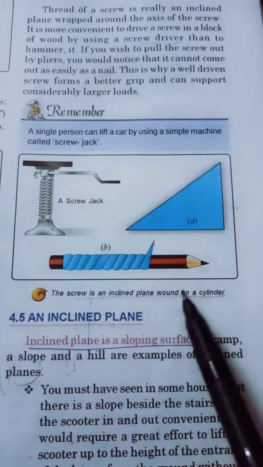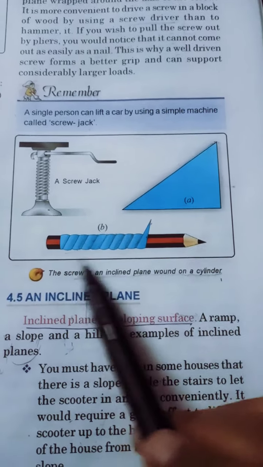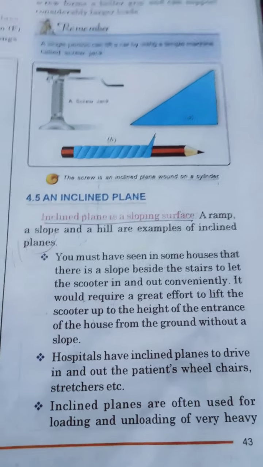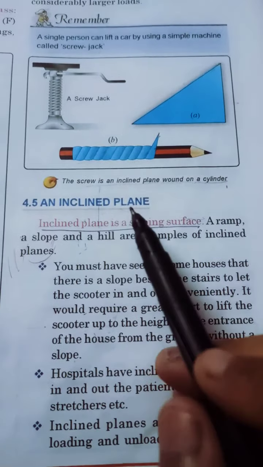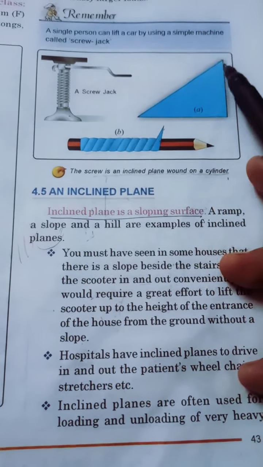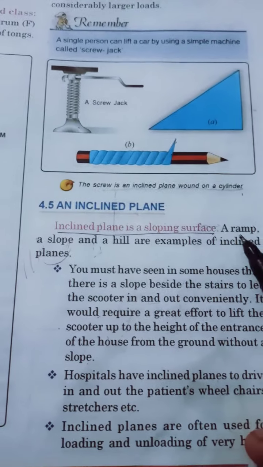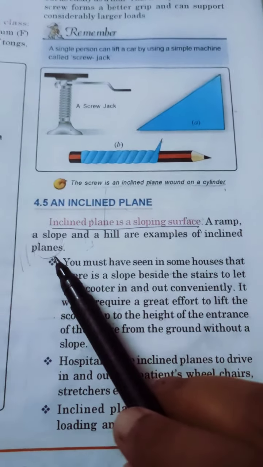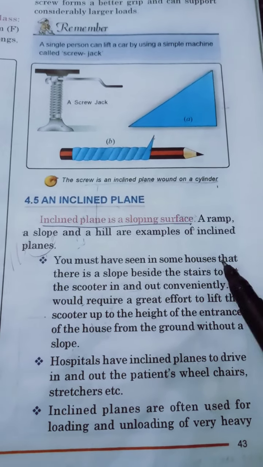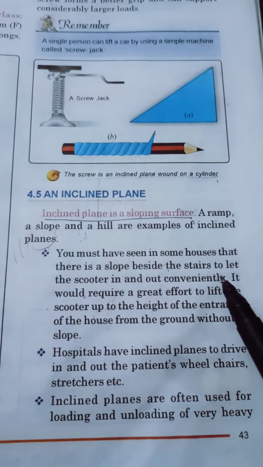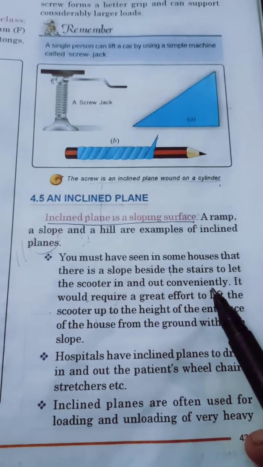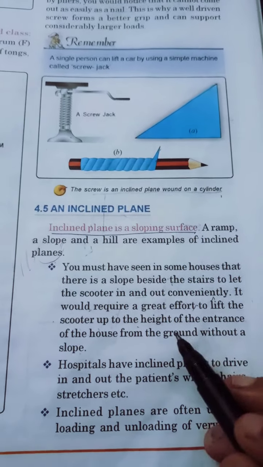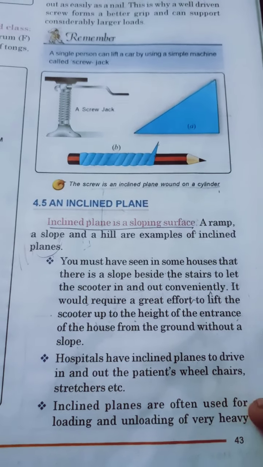The screw is an inclined plane wound on a cylinder. This is the example. Now we are going to study and see what an inclined plane is. It is a sloping surface. We can see it is a sloping surface, and examples are a ramp, a slope, and a hill. Now you must have seen in some houses that there is a slope beside the stair, to get the scooter in and out conveniently. It would require a great effort to lift the scooter up to the height of the entrance of the house from the ground without a slope.